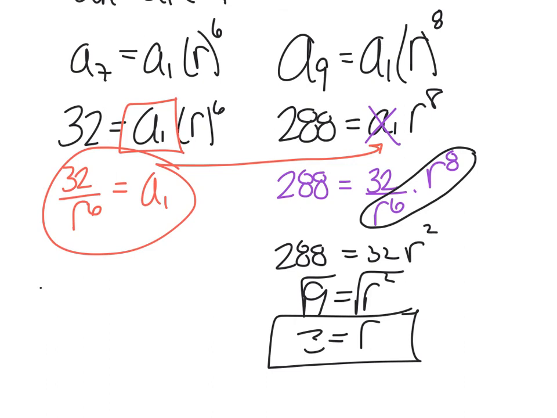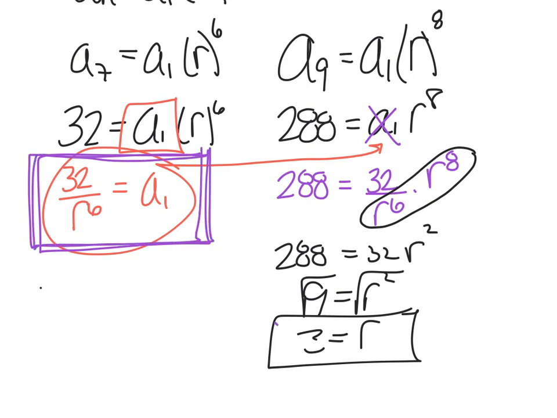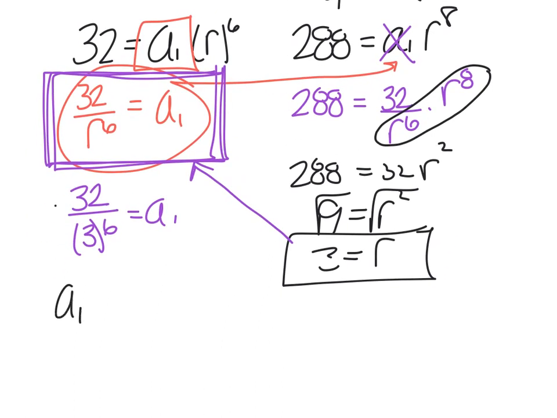Now look how simple this is. Box this equation in here. It already says a sub 1 equals. So I really just need to plug my ratio in here to get a sub 1. So I have 32 over 3 to the 6th. And 3 to the 6th is 729. So I would say a sub 1 equals, not the prettiest number, but who cares, 32 over 729.